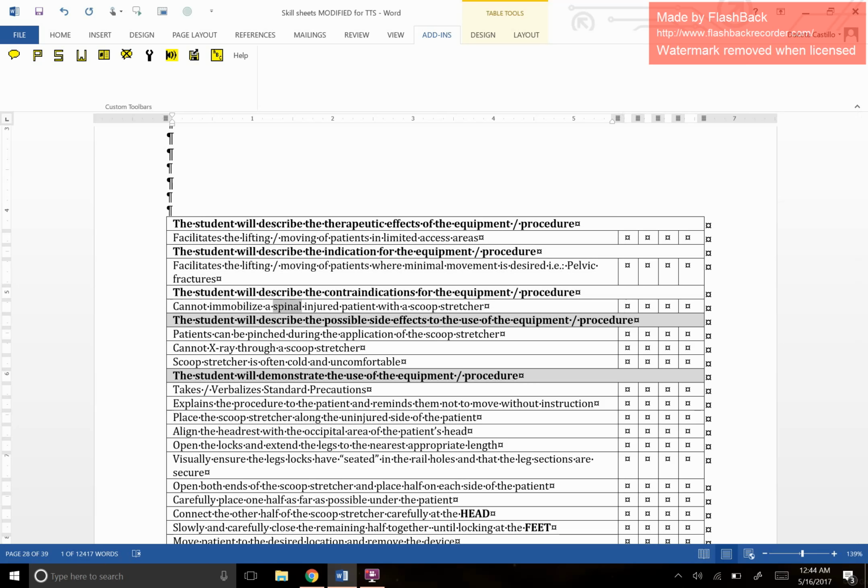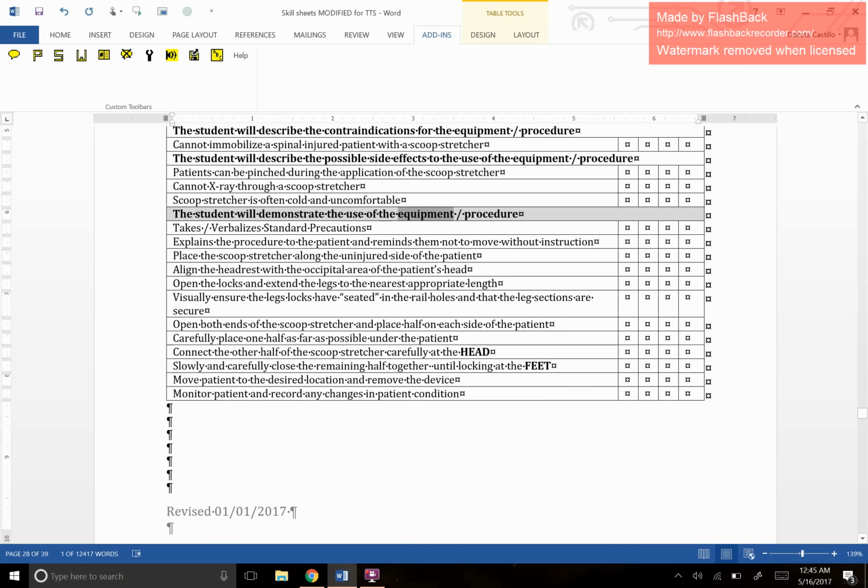Cannot immobilize a spinal injured patient with a scoop stretcher. The student will describe the possible side effects to the use of the equipment/procedure. Patients can be pinched during the application of the scoop stretcher. Cannot X-ray through a scoop stretcher. Scoop stretcher is often cold and uncomfortable. The student will demonstrate the use of the equipment/procedure.